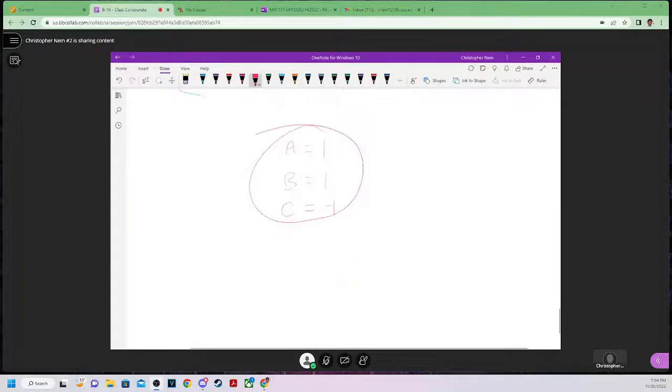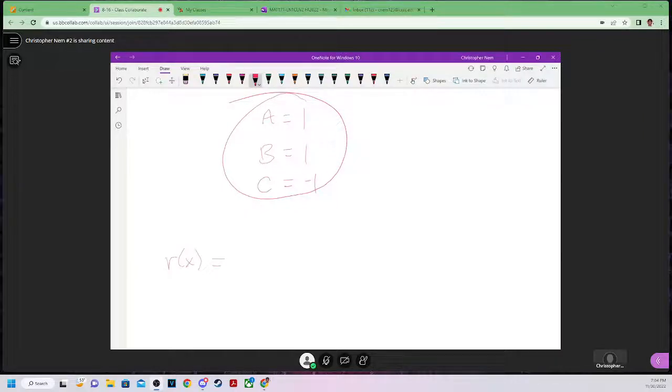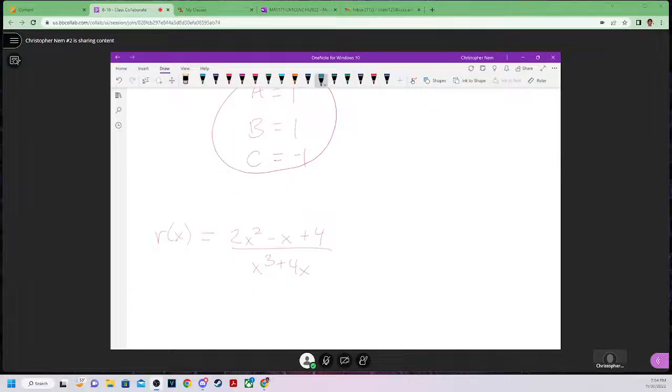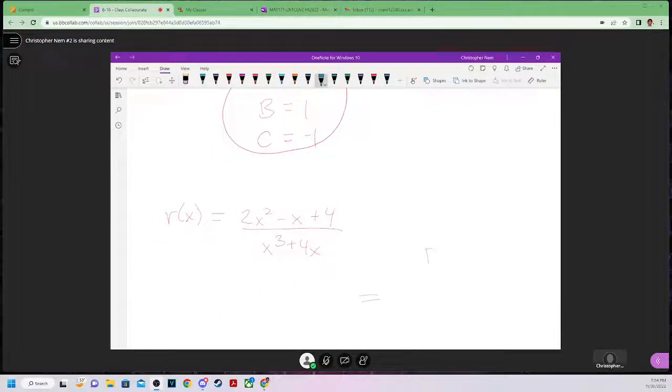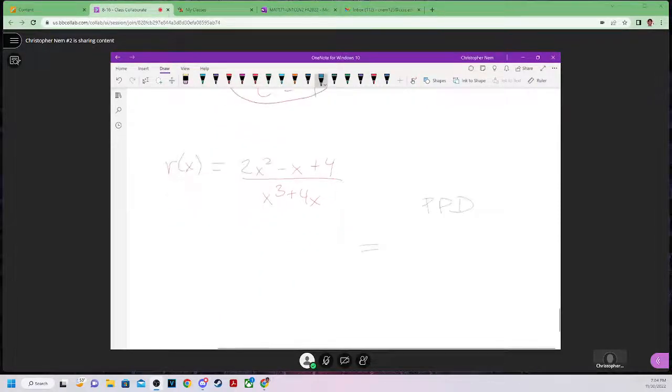Now I go back to the original fractions. I know r of x originally was 2x squared minus x plus 4 over x cubed plus 4x. I'm going to break this guy down. The partial fraction decomposition is going to be exactly 1, 2, 3. Oh, I'm sorry. I think it's only 2. Yeah, it's only 2. I'm sorry about that.